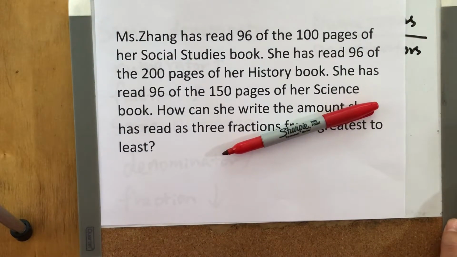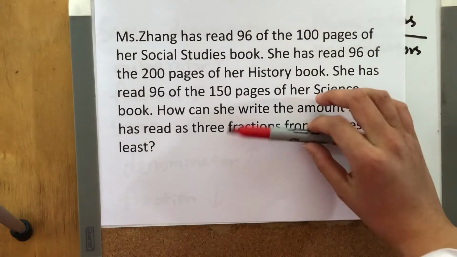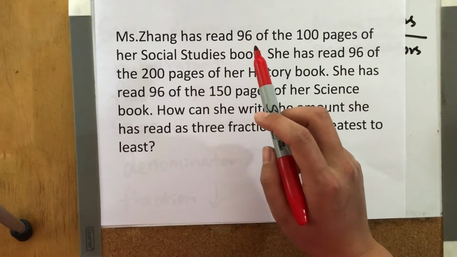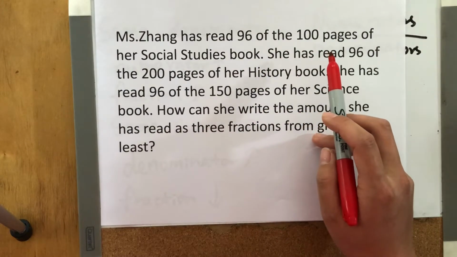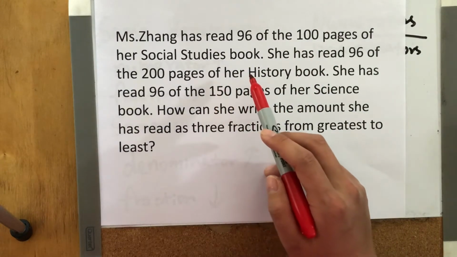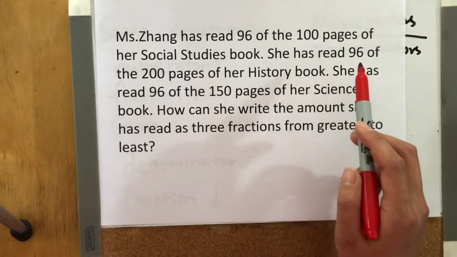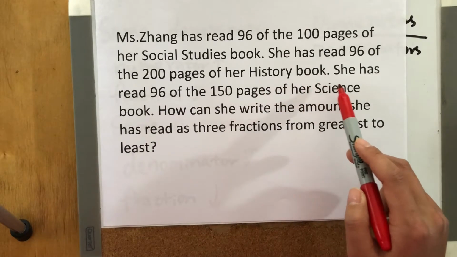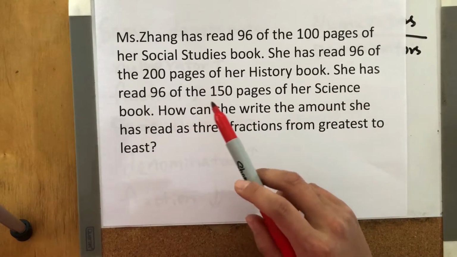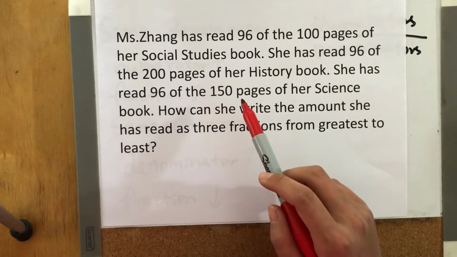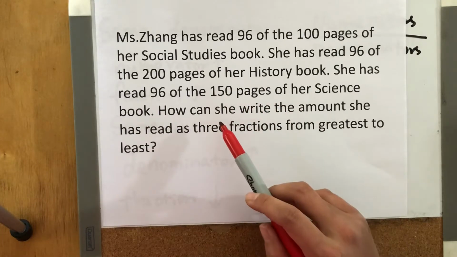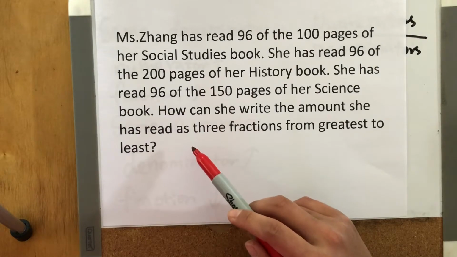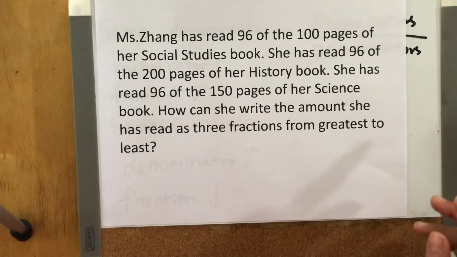Now let's look at some complicated questions. Miss Dang has read 96 of 100 pages of her social study book. She has read 96 of 200 pages of her history book. She has read 96 of 150 pages of her science book. How can she write the amount she has read as 3 fractions from the greatest to the least?